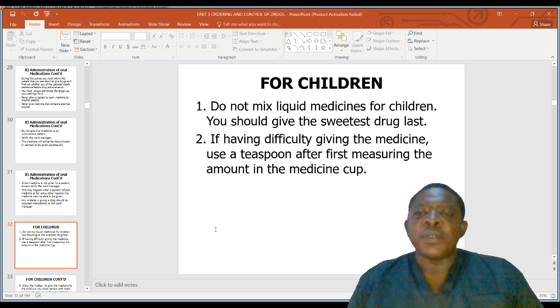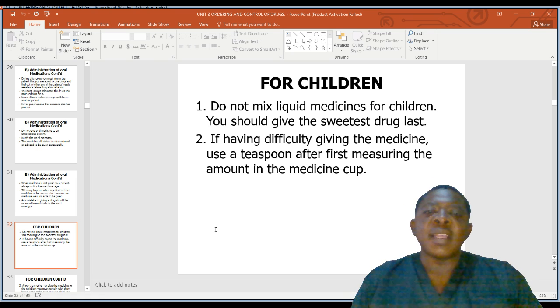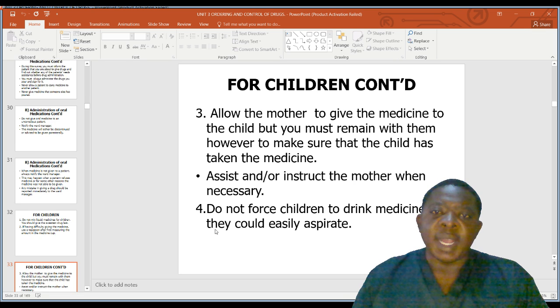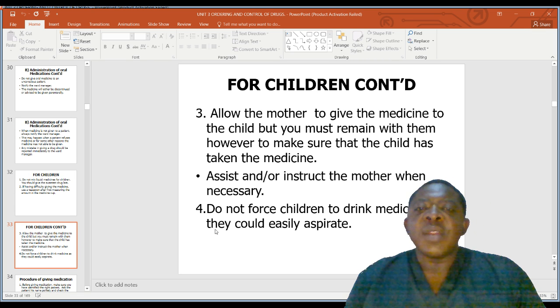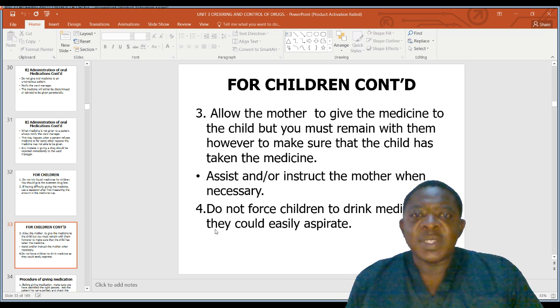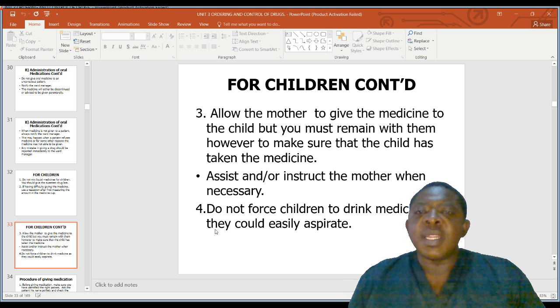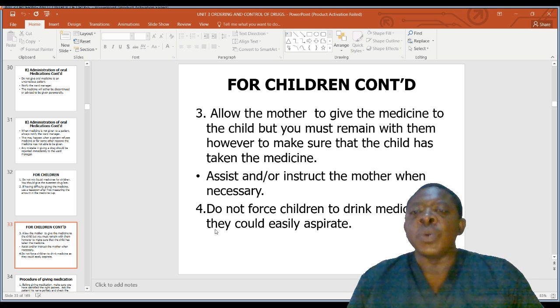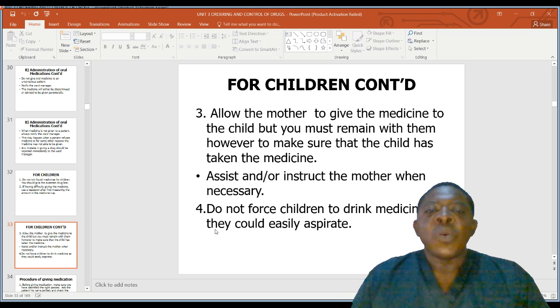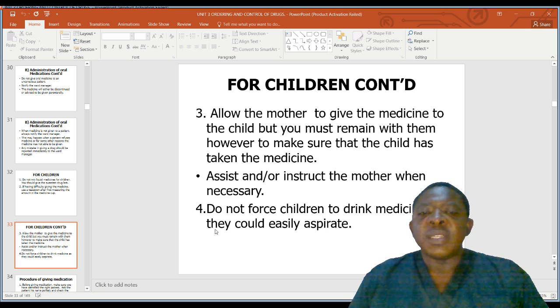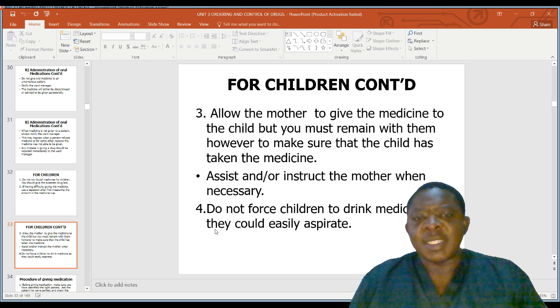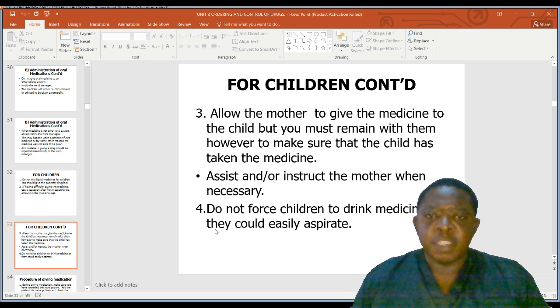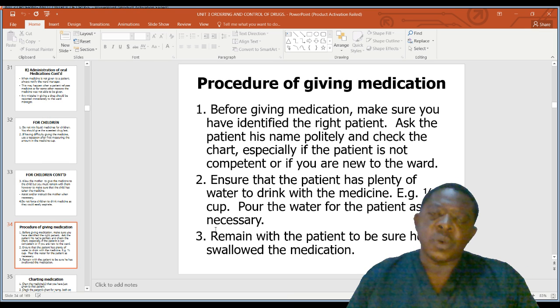If having difficulties giving the medicine, you can use a teaspoon after first measuring the amount in the medicine cup. You can also allow the mother to give the medicine to the child, but you must remain with them to make sure that the child has taken the medicine. You can assist or instruct the mother when necessary, and do not force children to drink medicine as they could easily aspirate or even vomit the whole drug.